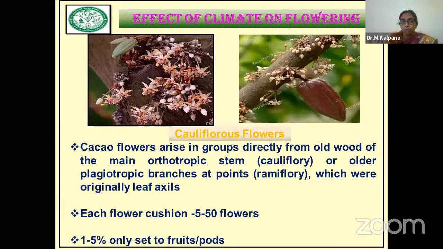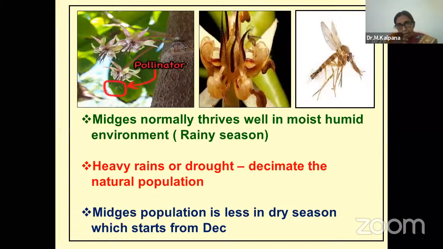So here I already showed that it's a cauliflorous type of flowering, where flowers arise in a group directly from the old wood of the main orthotropic stem, and also on older plagiotropic branches at points where leaf axils were originally dropped. Each flower cushion has around 5 to 50 flowers, and all these flowers won't set into fruits. Only 1 to 5% of the flowers will set into the fruit or pod. So the climate plays a very important role in flowering.